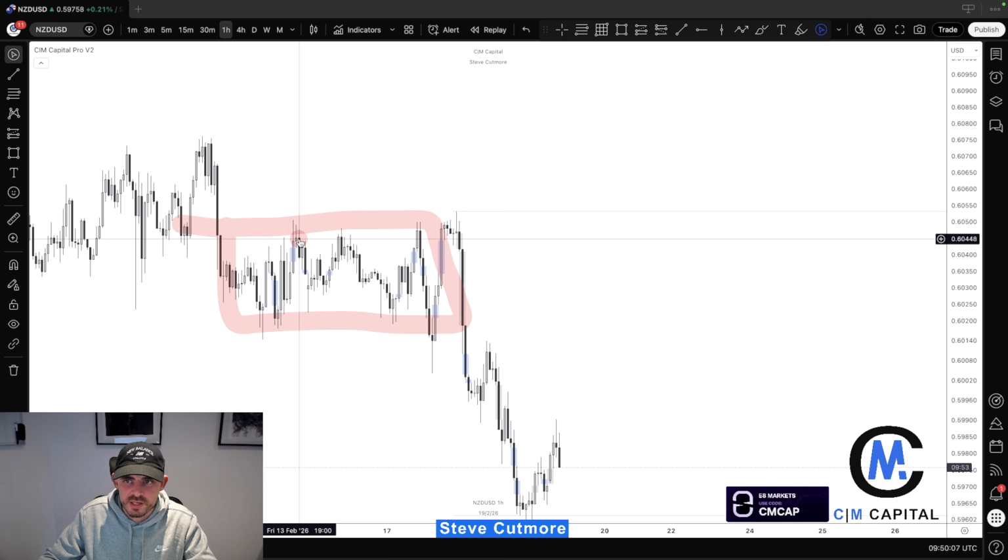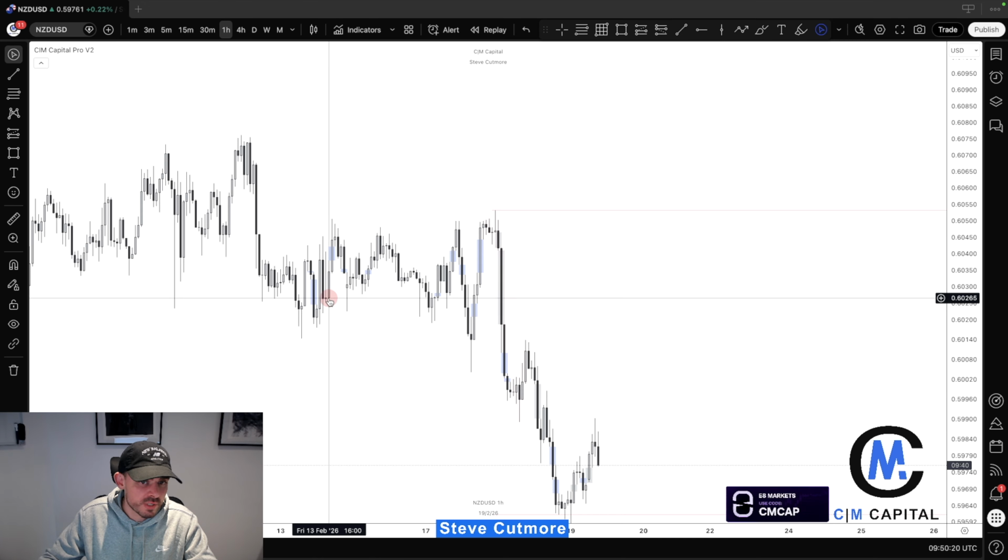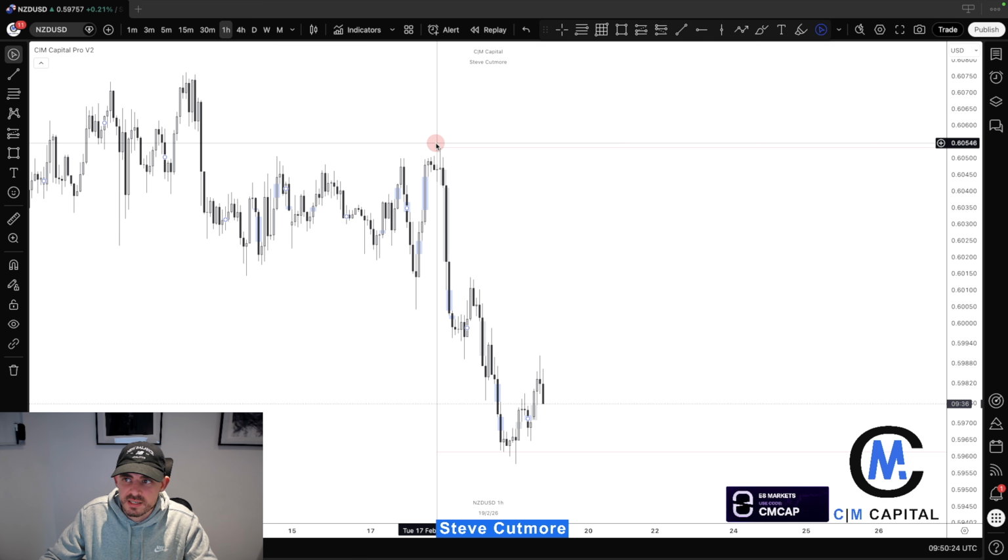So we take both sides of liquidity from this ranging market. When a market is ranging in that box area, we have liquidity above and liquidity below. And in this case, it took out the lows, went up, took out the highs, and then continued that downward move to the downside. So that's liquidity. Liquidity is literally above all highs and all lows. So even here, there is liquidity there.